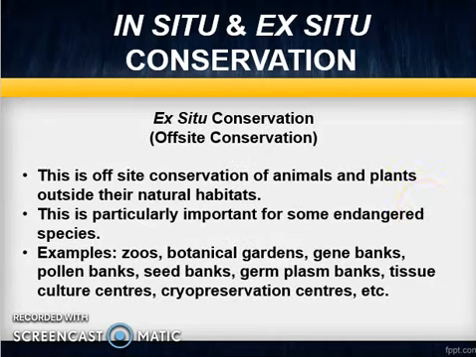Okay students, this is the slide where we want to discuss ex situ conservation. Another name for ex situ conservation is off-site conservation. In terms of description for this method, this is conserving animals and plants outside their natural habitat. This is particularly important for some endangered species. Examples of habitats, places, or centers where we can apply this conservation method are zoo, botanical garden, gene bank, pollen bank, seed bank, germplasm bank, tissue culture center, cryopreservation center, and so on.